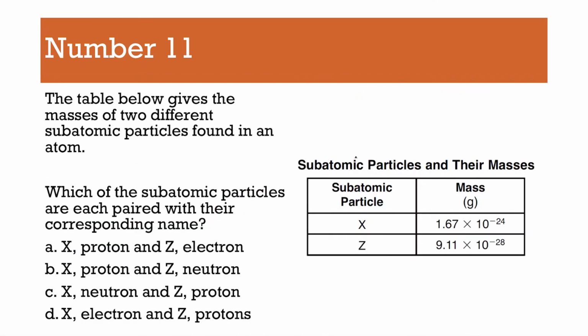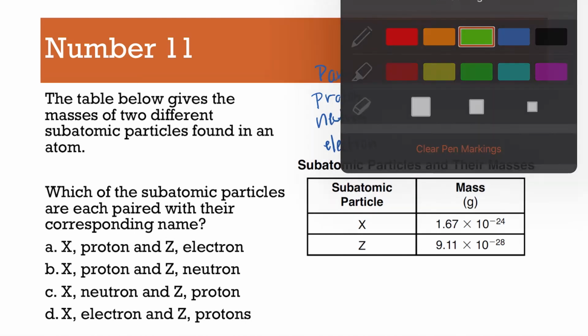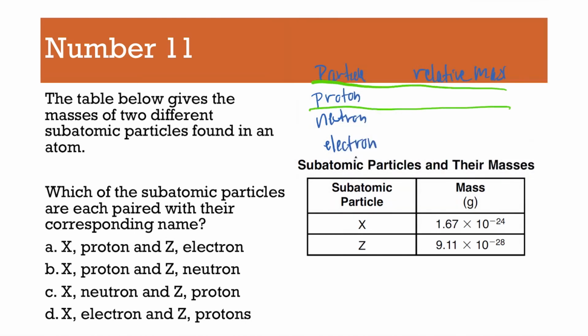Okay, number 11 says the table below gives the masses of 2 different subatomic particles found in an atom. Which of the subatomic particles are each paired with the corresponding name? So if we think about the particle and the relative mass, we have proton, we have a neutron, and we have an electron. So when scientists were studying this, they noticed that the proton was really, really tiny, and they're like, yeah, I don't want to deal with that number. Let's create a new number, and let's call that 1 AMU, or 1 atomic mass unit.